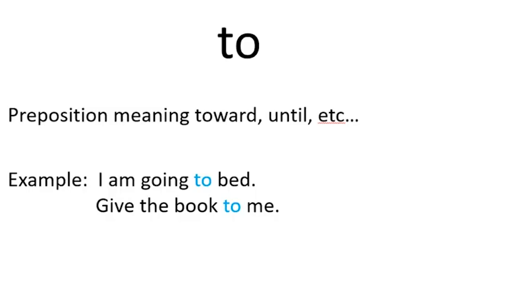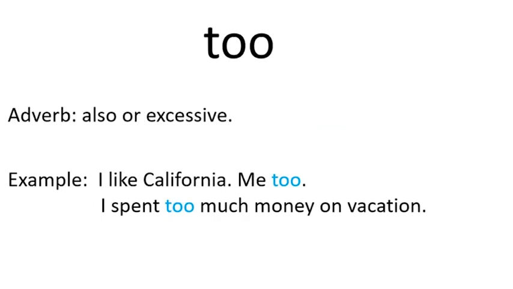The first to is a preposition that has many, many meanings, but in this case, we'll talk about the meanings of direction, towards, or until. I'm going to bed. Give the book to me. There are many meanings to this word, and I'll probably make another video to explain it in further detail. The one that you need to remember more now is too with two O's, which means also or excessive.